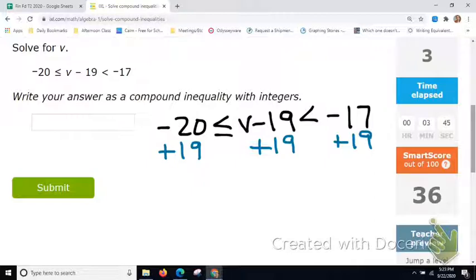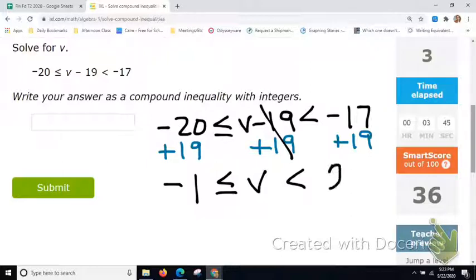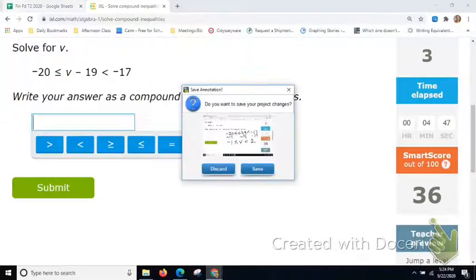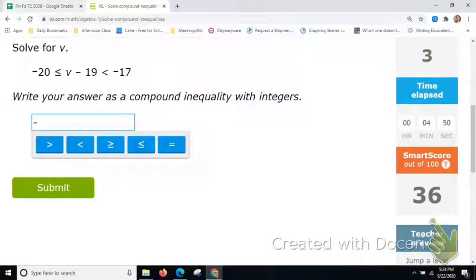Negative 20 plus 19 is negative 1. Those are gone. Symbol stays the same. We did not multiply or divide by a negative, so it's not changing. Negative 17 plus 19 is positive 2. And that's what we're going to type in the box. Negative 1 is less than or equal to v, and then 2. If I can remember all that. So negative 1 less than or equal to, watch the variable because they're going to switch it up often, and then less than, and then my 2.